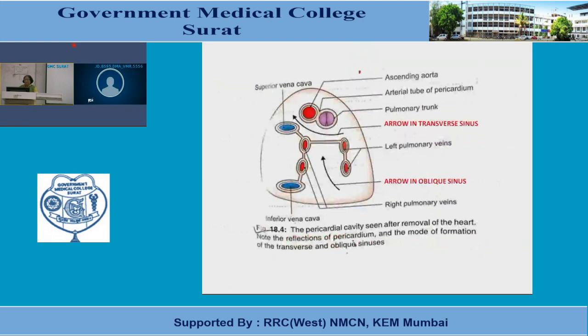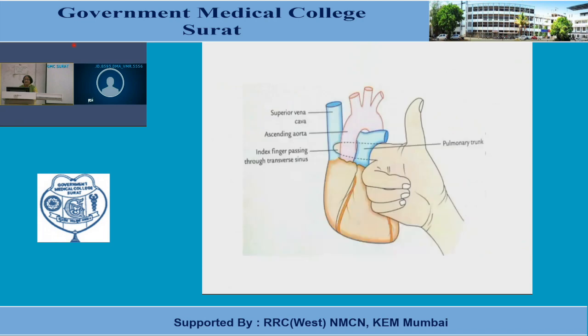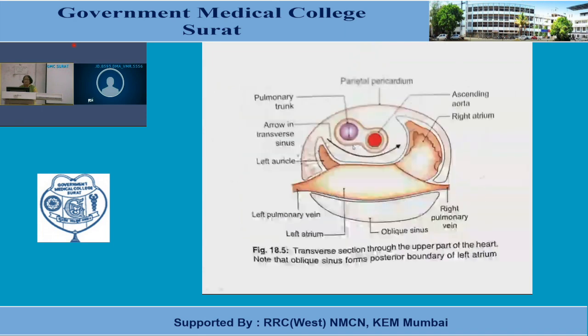So, the pericardial cavity seen after removal of the heart. Note the reflection of the pericardium and the mode of formation of the transverse and the oblique sinuses. We can see here the finger is passing through the transverse sinus. We can see here the arrow in the transverse sinus, and this is another diagram. We can see here the oblique sinus.